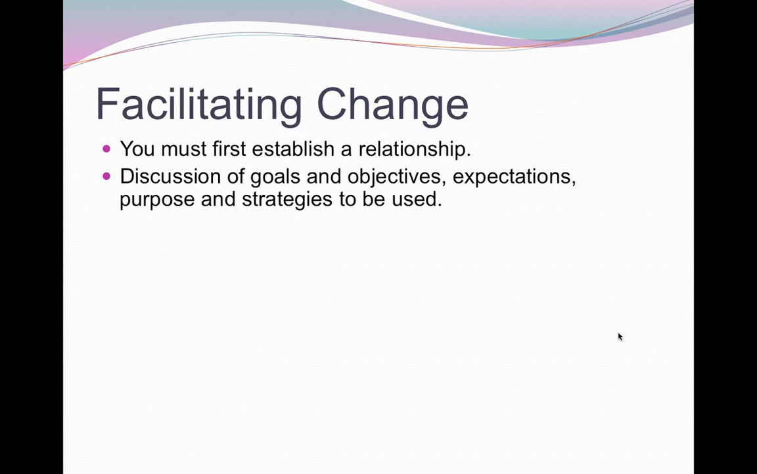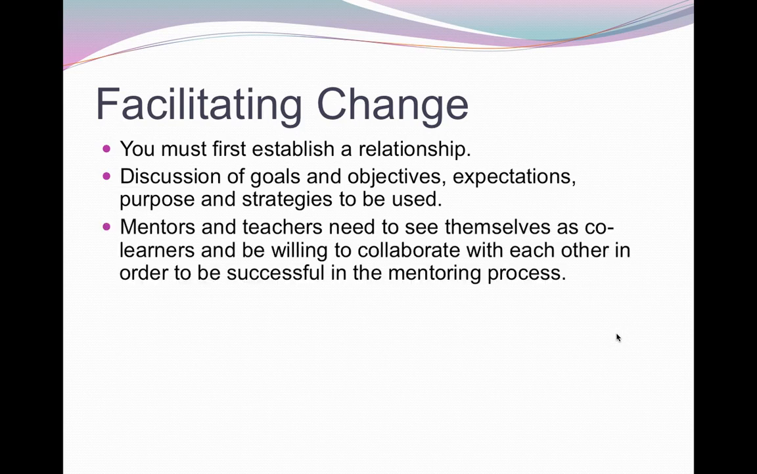Discussion of goals, objectives, expectations, purpose, and strategies to be used. So we want to discuss these things, not overly discuss them, but we definitely need to air it out and try to make sure that we're both on the same page. Mentors and teachers need to see themselves as co-learners and be willing to collaborate with each other in order to be successful in the mentoring process. So if we're not working together, it's just not going to be a successful mentorship.